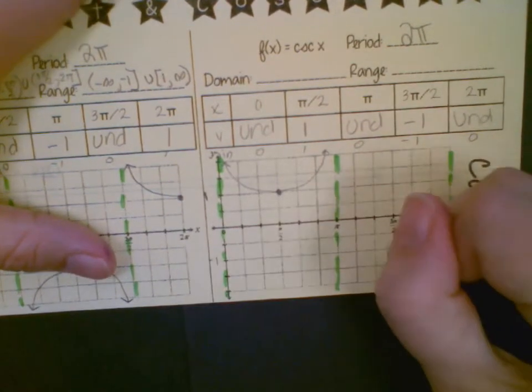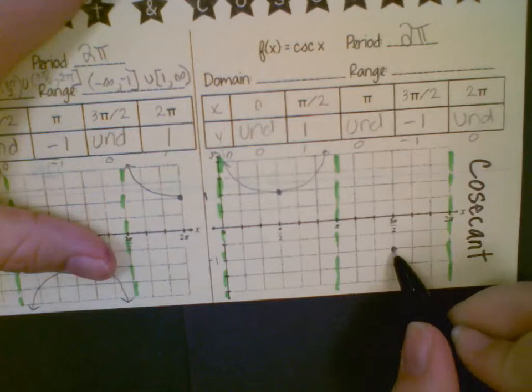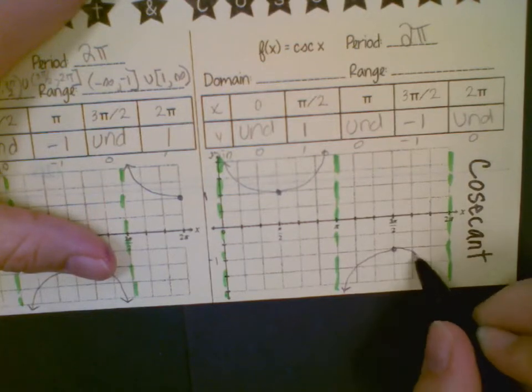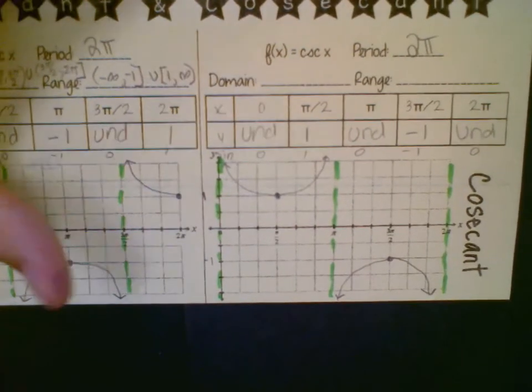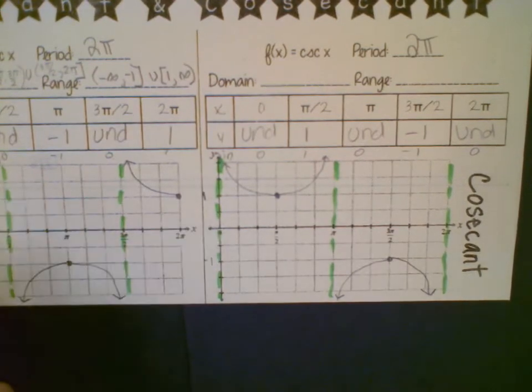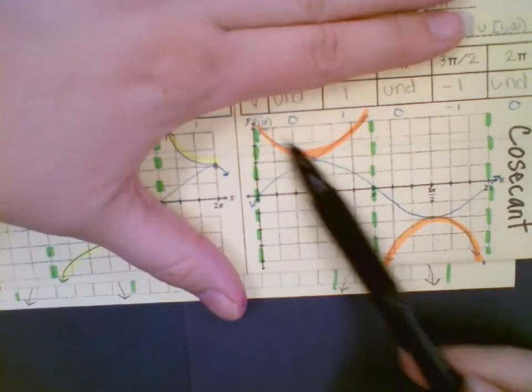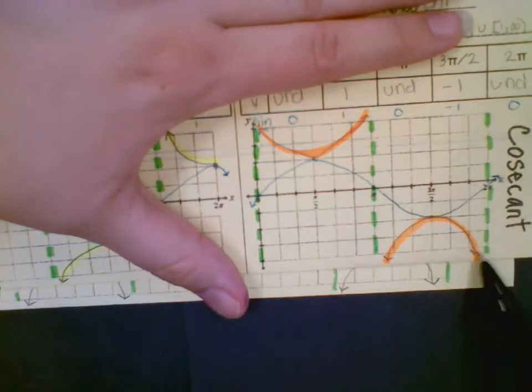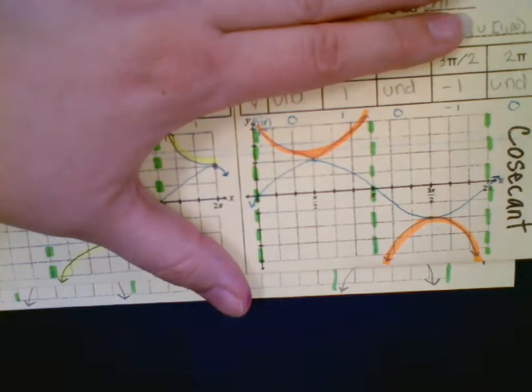So at 3 pi over 2, we're at -1. So remember, they point away from each other, so that's why it's going down. And if we drew our sine graph in there, we would see that those cosecant graphs land on the sine hills and valleys.